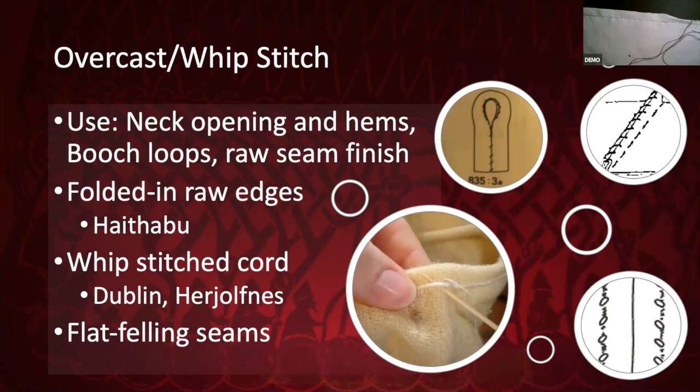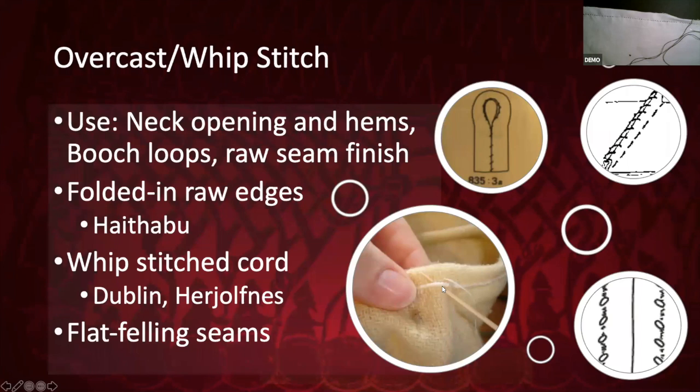You can use this on neck openings. You can use this on hems. You can see here on the slide that they use this on a brooch loop. And that goes all the way around, and then they whip stitched it together. You can use it as a raw seam finish. So you can see that this looks like a little bit of a French seam on the right-hand side here. And I'm going to show you how to do that. You can lay down your raw edges, and you can whip stitch those, and I'm going to show you that.